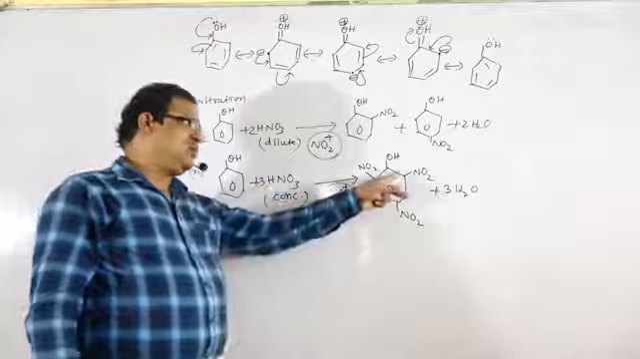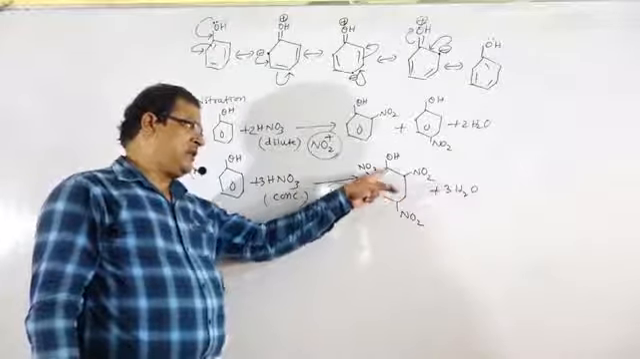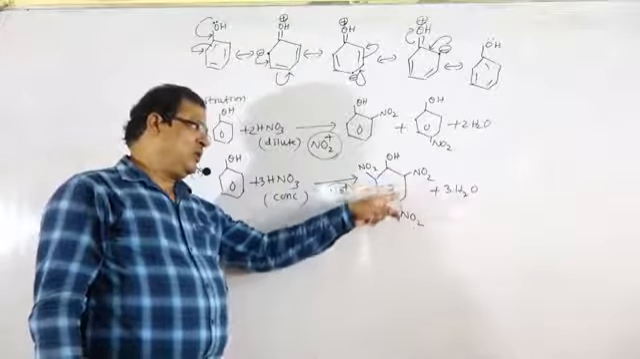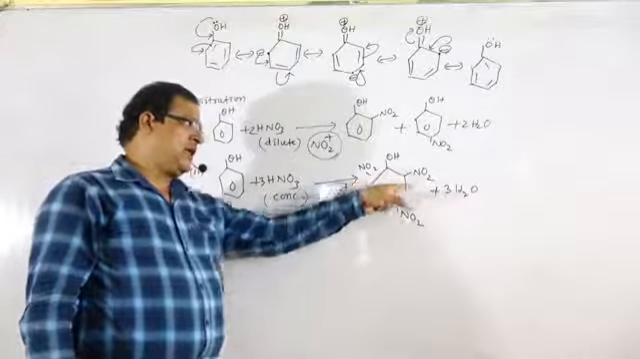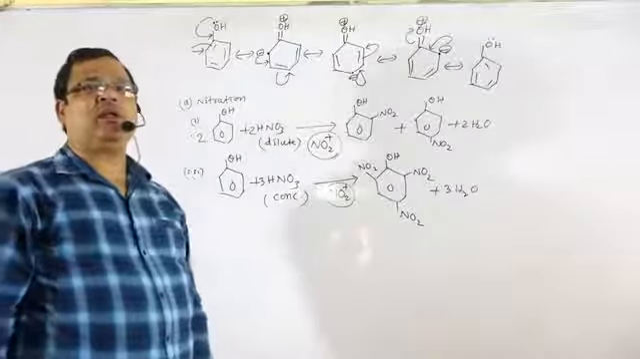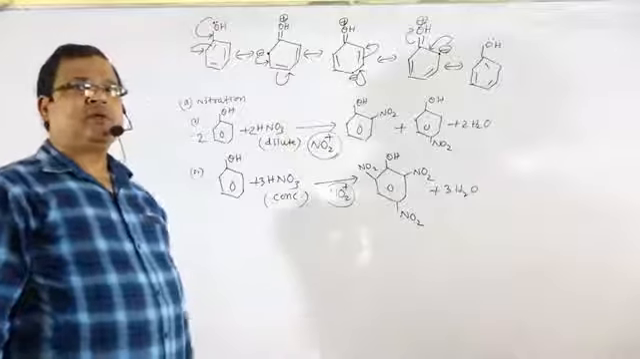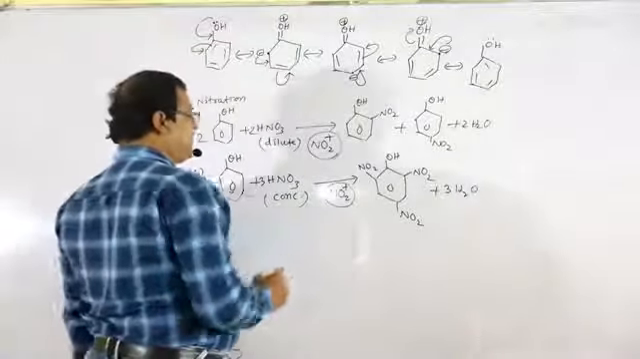there is the formation of 2, 4, 6 trinitrophenol. There is the formation of 2, 4, 6 trinitrophenol, otherwise known as picric acid. This is the formula for picric acid.